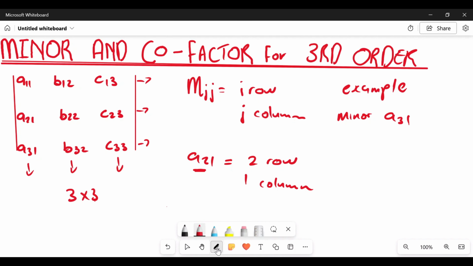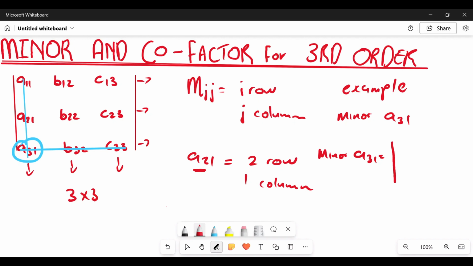It's very simple. What you do is use A31 as your reference, meaning any column and any row that is associated with A31, you must cancel them. So for example, A31 is here, as you can see. This column is going to be deleted, and also the row is going to be deleted. So for the minor of A31, you must calculate the determinant of the remaining entries.